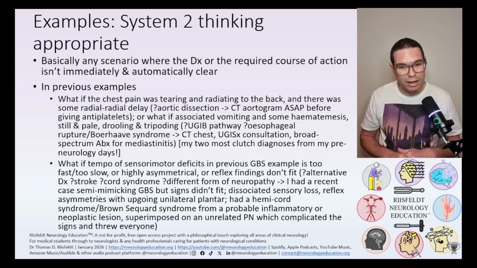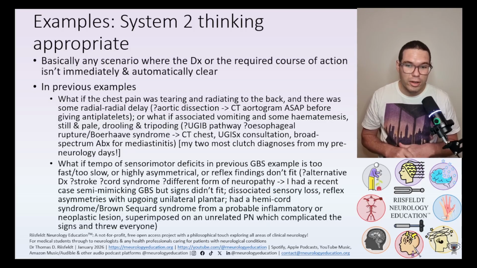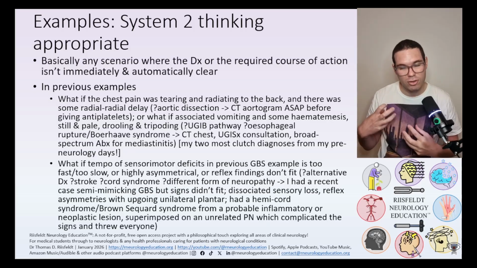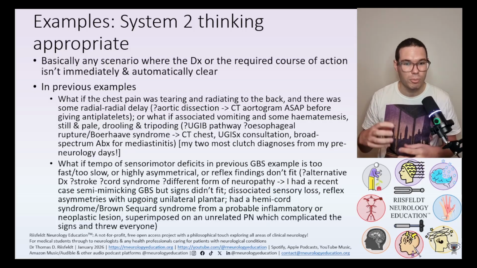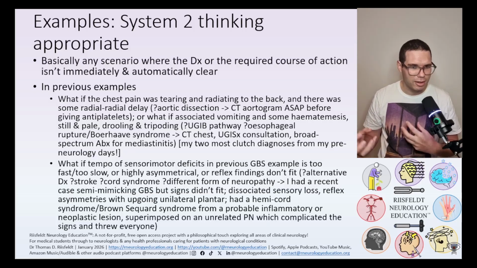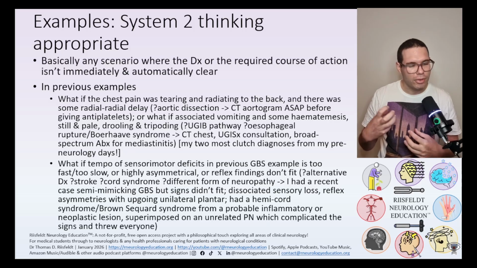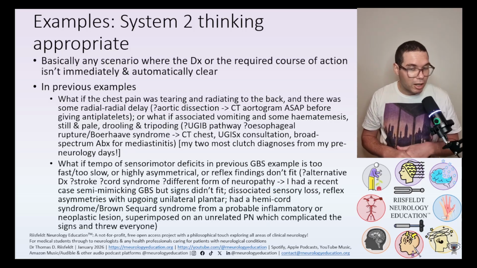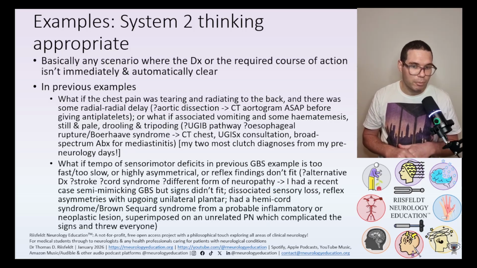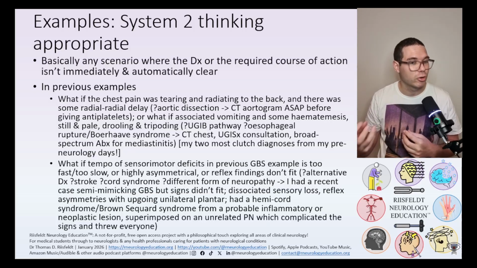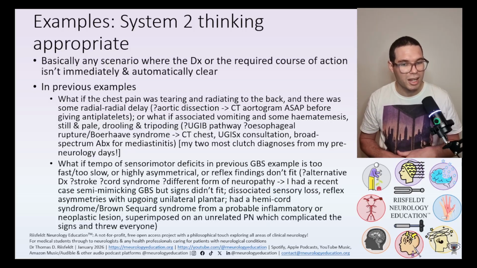And to alter it a little bit more, you might see this on a gastroenterology rotation or on a cardiology rotation. What if the patient has central chest pain, but there's also a bit of vomiting, maybe some hematemesis? What if the patient's looking still and pale? Then maybe they'd be on an upper GI bleed pathway, or maybe still a chest pain pathway, but maybe something like an esophageal rupture or a Boerhaave syndrome would be a consideration.